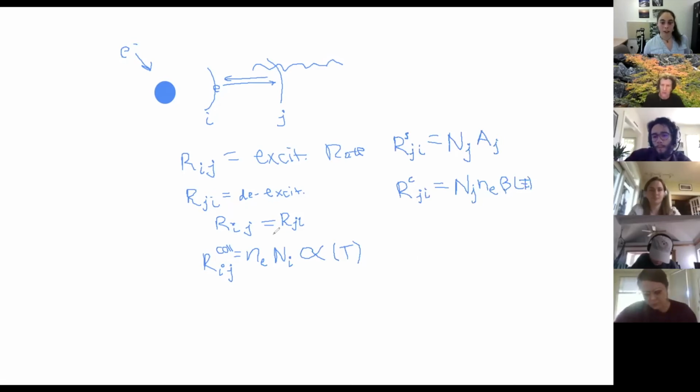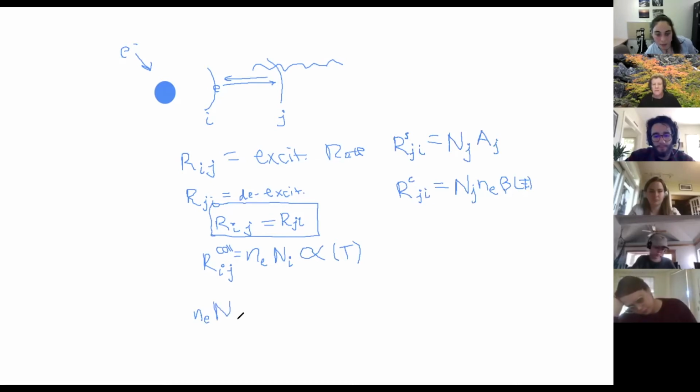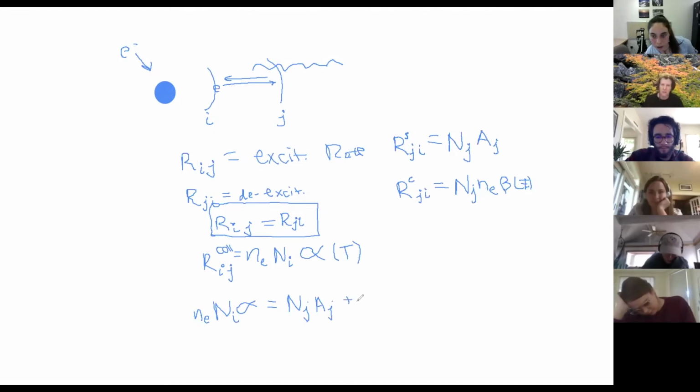So if we're back in our semi-stable ISM where we say that collisional excitations are equal to the de-excitations, we can rewrite this as N_e, our number density of electrons, times the number of atoms with an electron in the ith energy level, times our coefficient, is equal to the spontaneous de-excitation rate plus the collisional de-excitation rate.